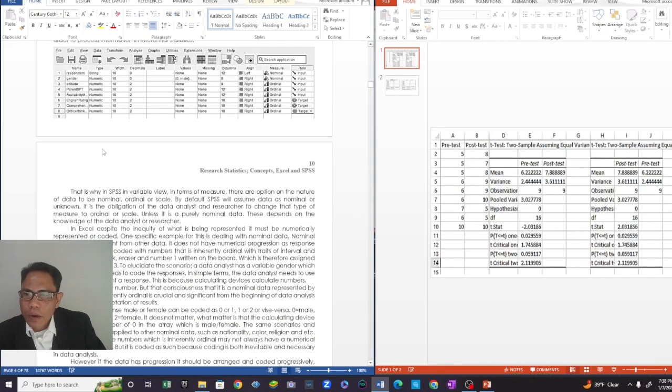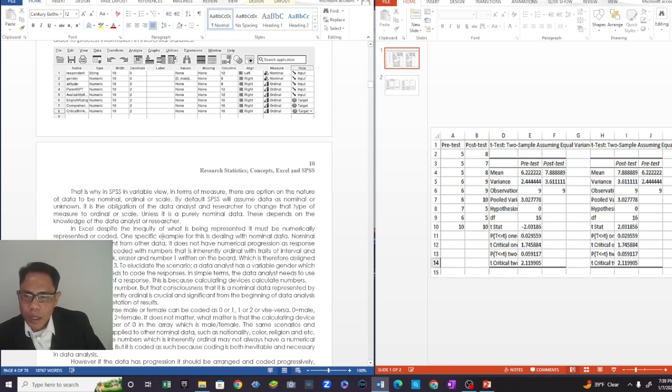That is why in variable view, see this one, variable view, in terms of measure, there are options for the nature of data to be nominal, ordinal, or scale. By default, SPSS will assume data as nominal or unknown. It is the obligation of the data analyst or researcher to change the data type in measure to ordinal or scale, unless it is purely nominal. This depends on the knowledge of the data analyst or the researcher.